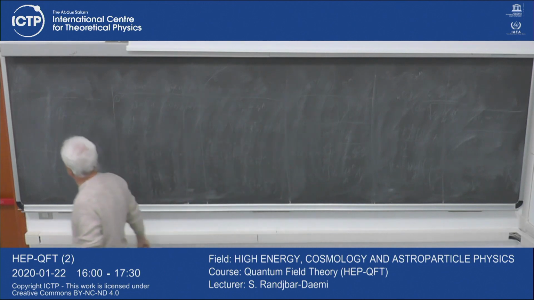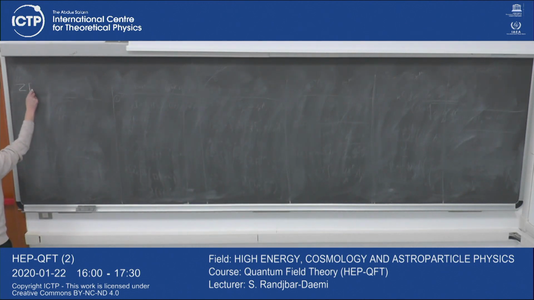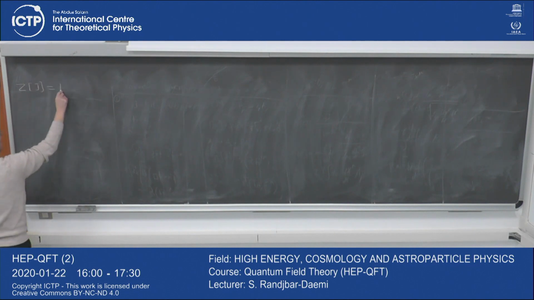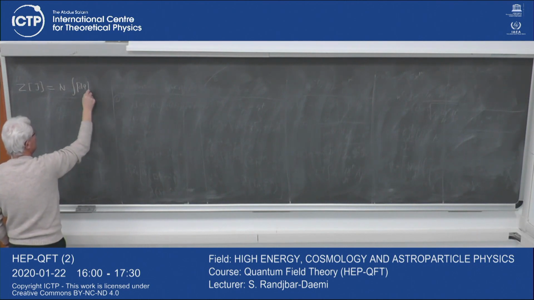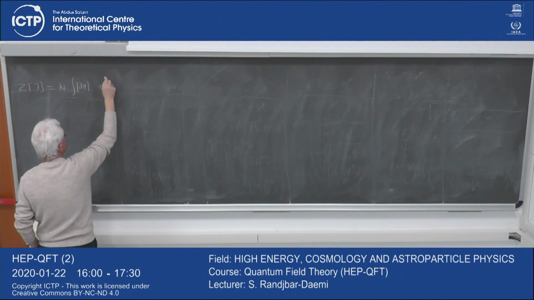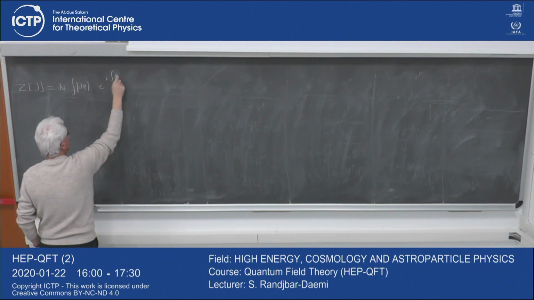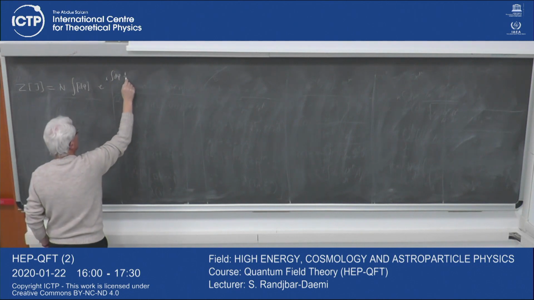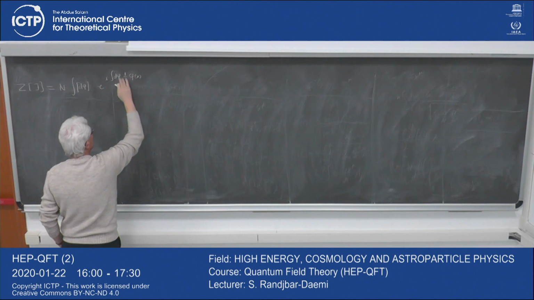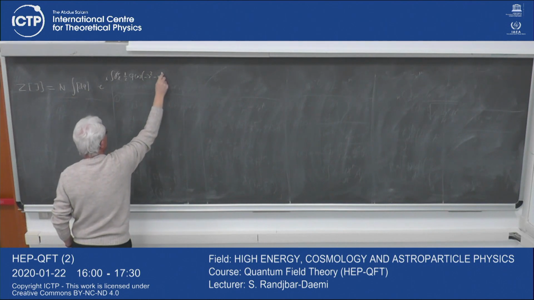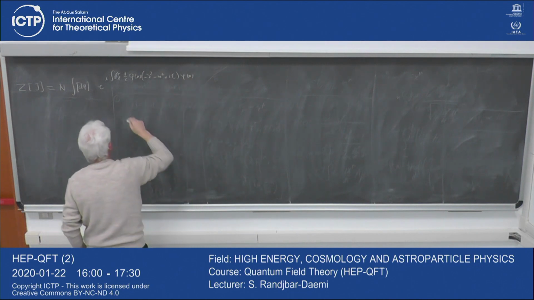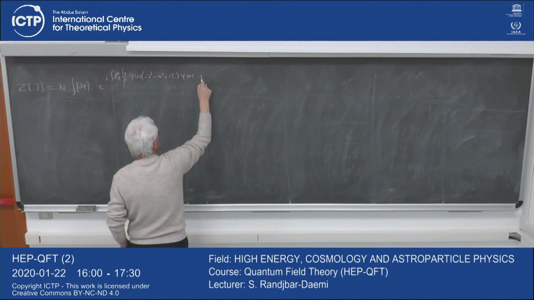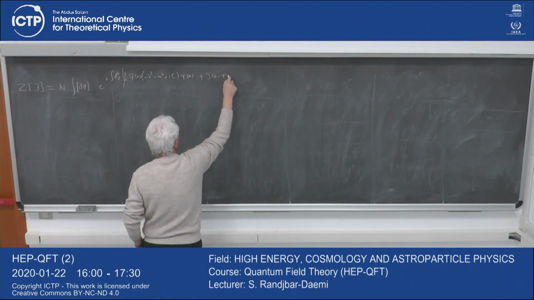was that we defined a functional Z of J, which was a constant times a functional integral of an expression of the form of Dφ exponential of i times the integral of 1/2 φ of x, sorry, 1/2 φ(−∂² − m² + iε)φ of x plus J of x times φ of x.